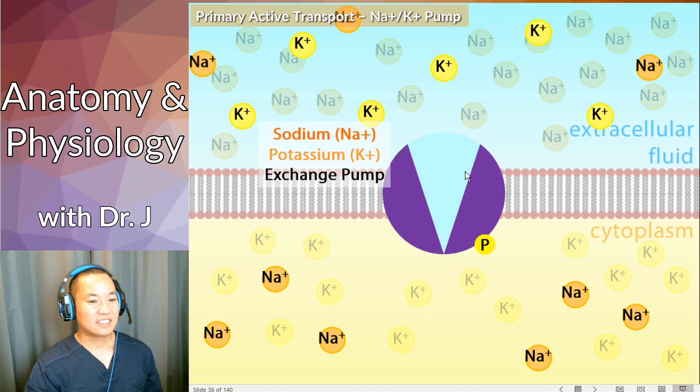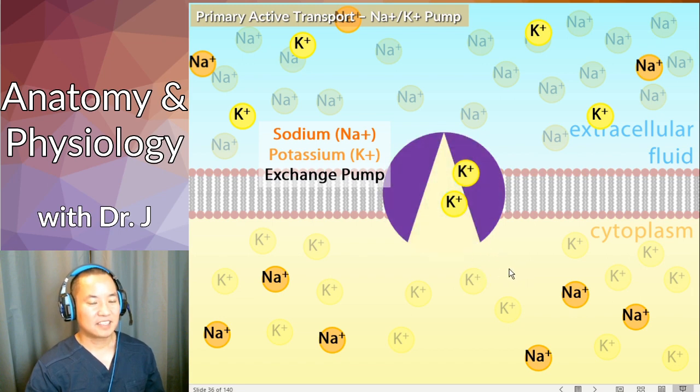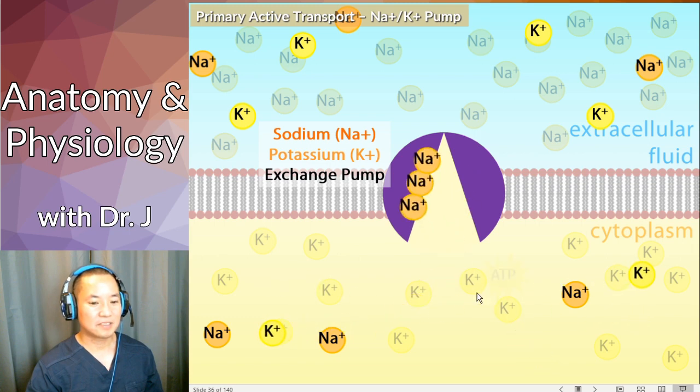And it doesn't stop there. What happens next is that instead of sodium ions, you have 2 potassium ions binding to the pump. This phosphate group is removed, and then it changes shape back to its original shape. And now it can release the potassium toward the inside.